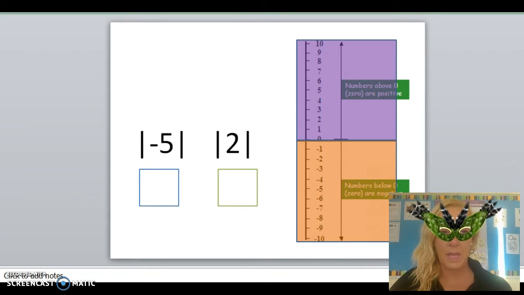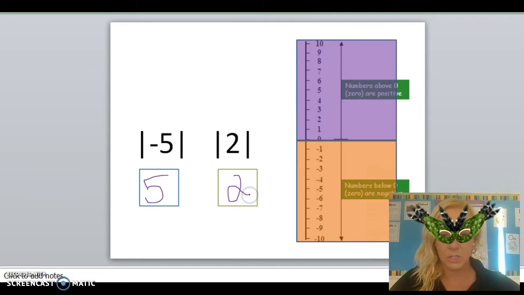So now we're comparing the absolute value of negative 5 to the absolute value of 2. The absolute value of negative 5 is 5. The absolute value of 2 is 2. So 5 is greater than 2. Therefore, the absolute value of negative 5 is greater than the absolute value of 2. You can also think of it as negative 5 is further away from 0 than positive 2. Therefore, it's greater.